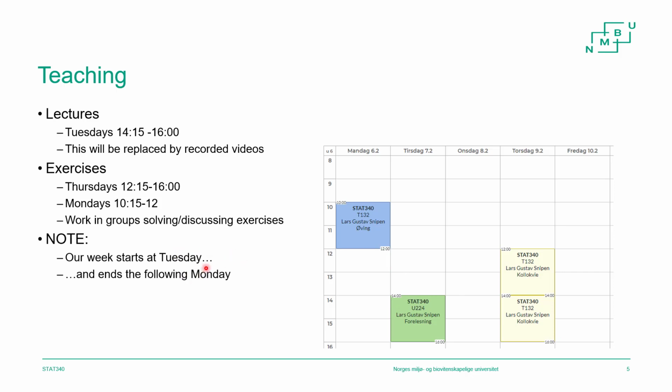So our week actually starts on a Tuesday then. We sort of start by this Tuesday here, or actually the Monday afternoon, you could say. And it ends in the following Monday. So it looks like this, and then ends here. So this is the sort of schedule we will use for the whole spring now.